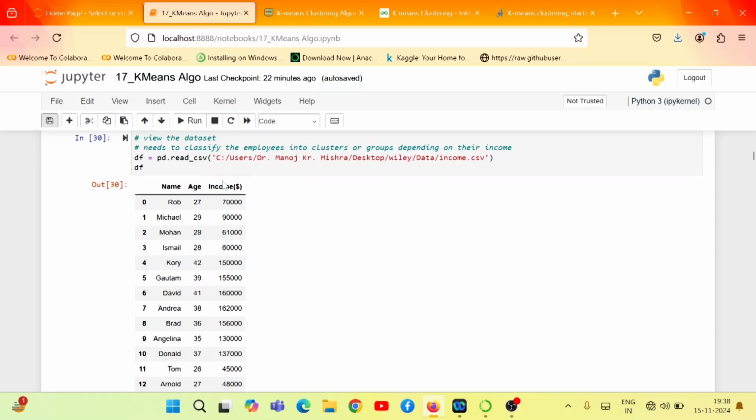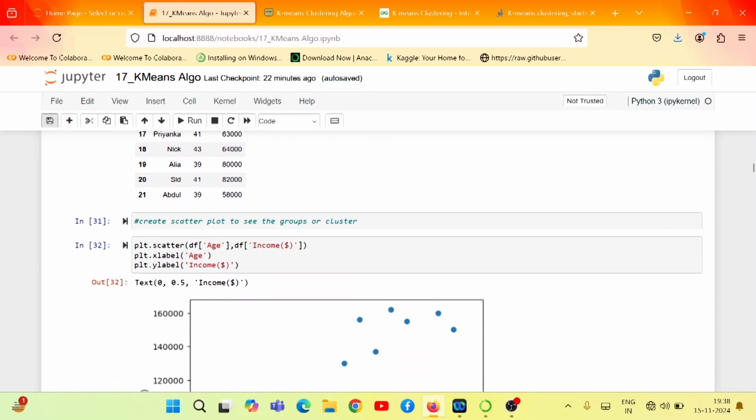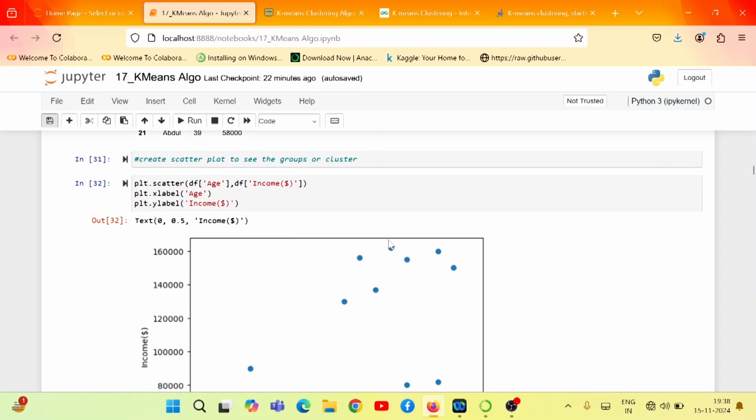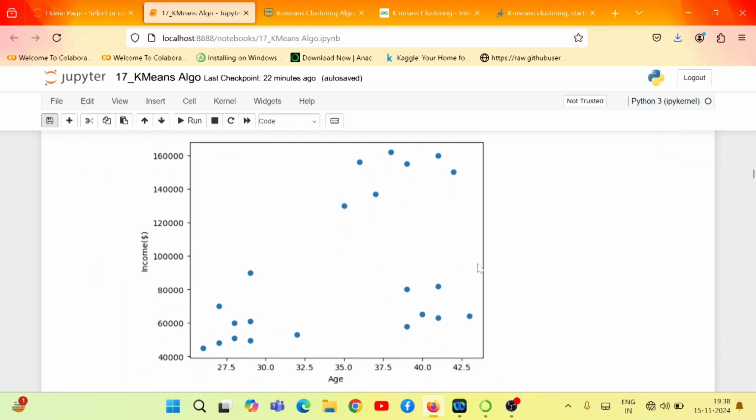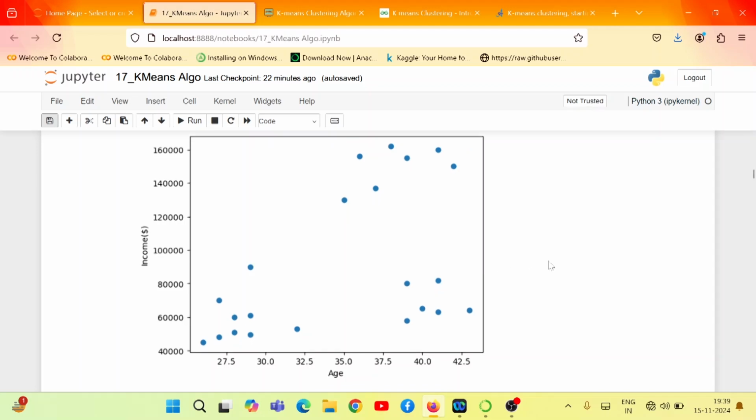And we know that for establishing a relation, we use a scatter plot. So to show the relationship between age and income, I am using this scatter plot. If you visualize this graph, you may see there are three groups of data points. That means there may be three groups of income. It is possible that we instruct the k-means clustering model to divide the data into three groups.